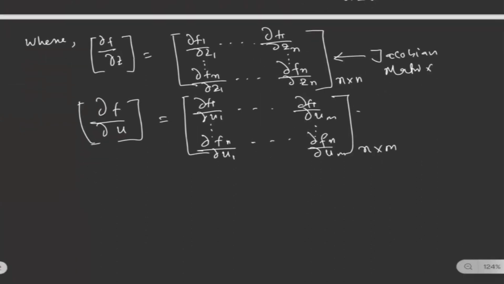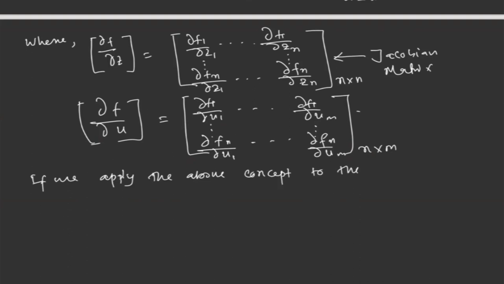Now, if you apply the above concept to systems, consider a system x dot equal to f(x, u) and y equal to c(x, u).